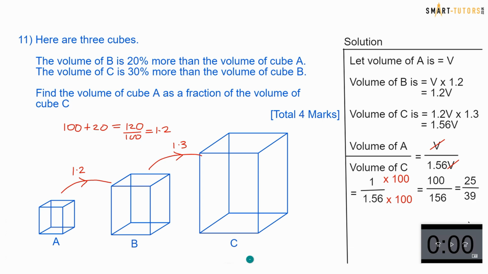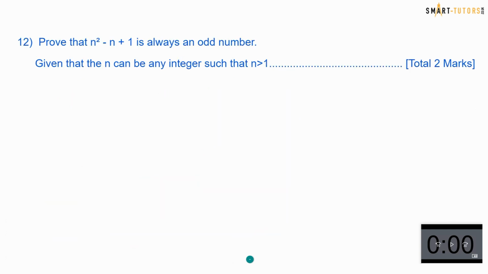Let's go to the next question. Question number 12. Prove that n squared minus n plus 1 is always an odd number, given that n can be any integer such that n is greater than 1. It's a 2 marks question. You need to prove that the expression n squared minus n plus 1 is always an odd number. Let the time start from now, 1 minute is given for this question.